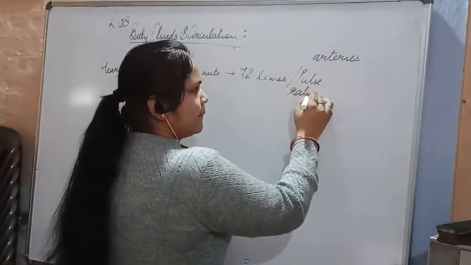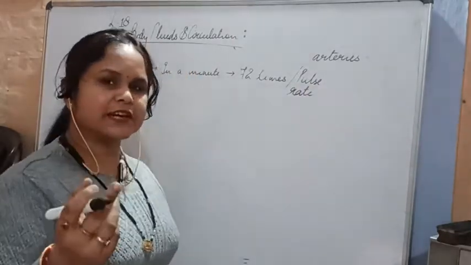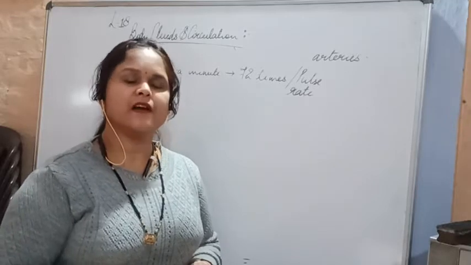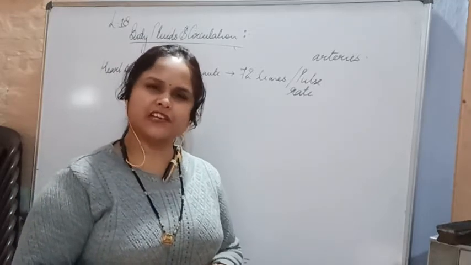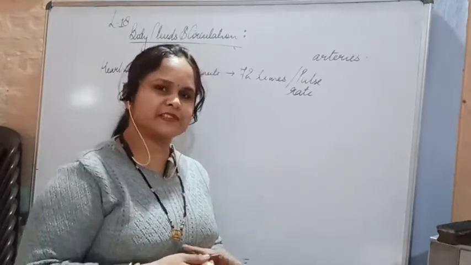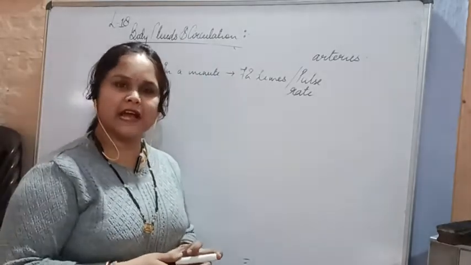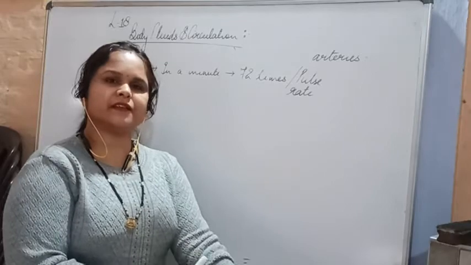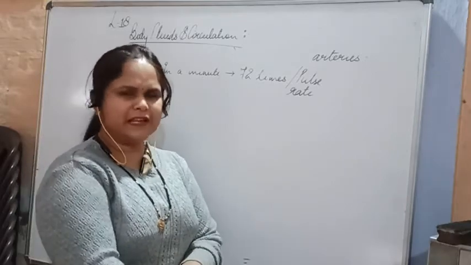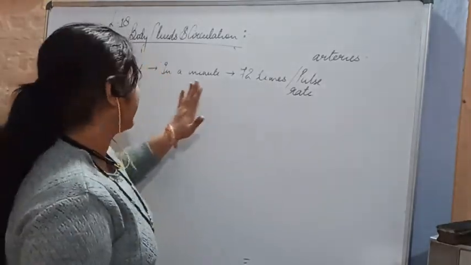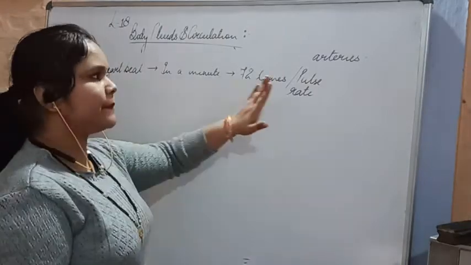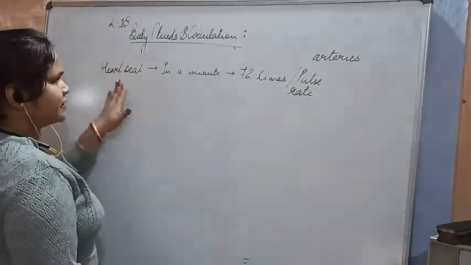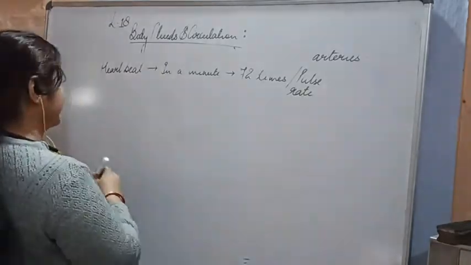We can judge the pulse rate in the temporal artery, which is present next to the ear, in the facial artery, which is present in the face, in the brachial artery, which is present in the elbow, and in the carotid artery also. So many arteries we can feel it. When the heartbeat is felt in the arteries, it is called the pulse rate. Heartbeat is 72 times in a minute.